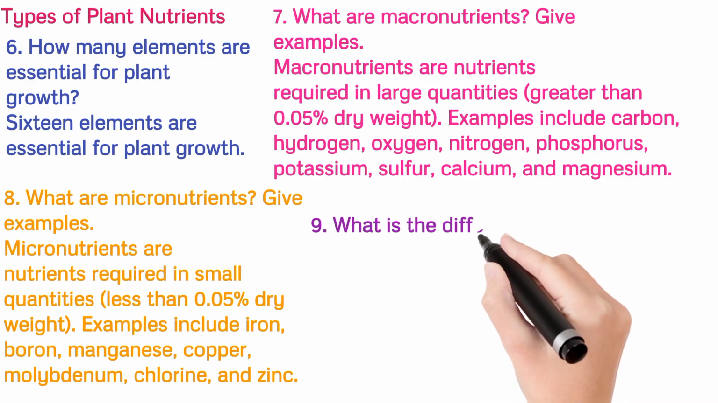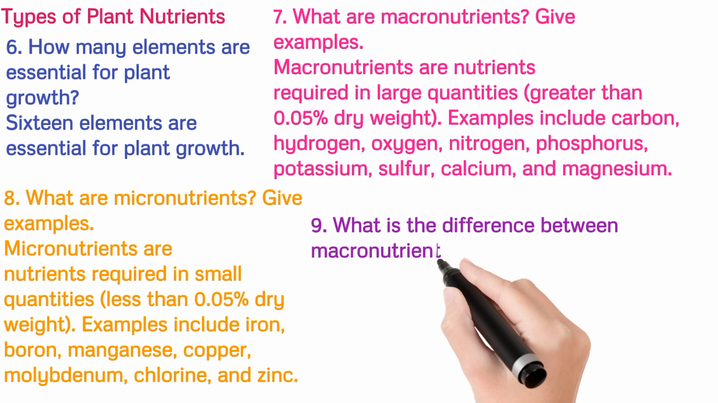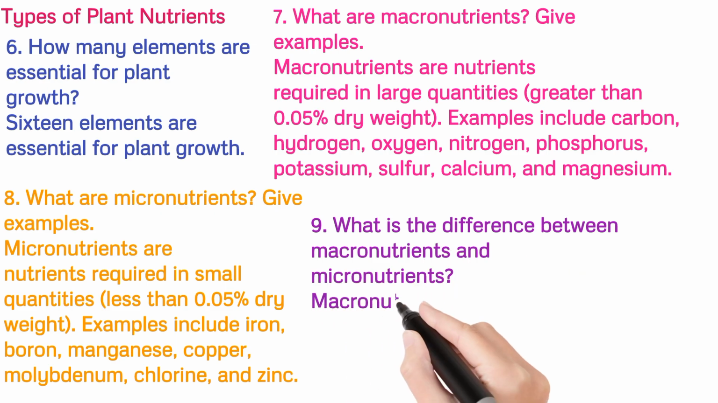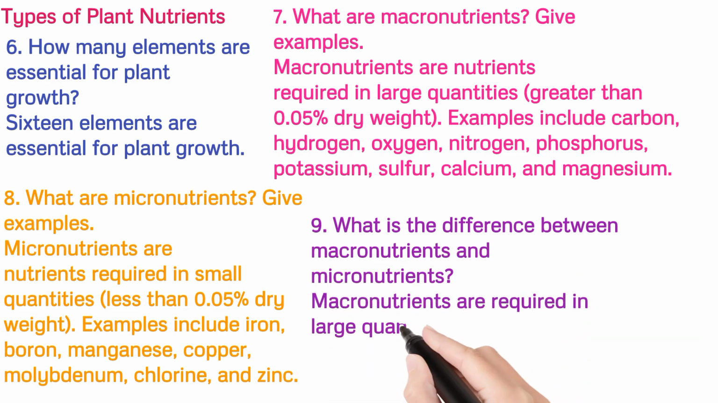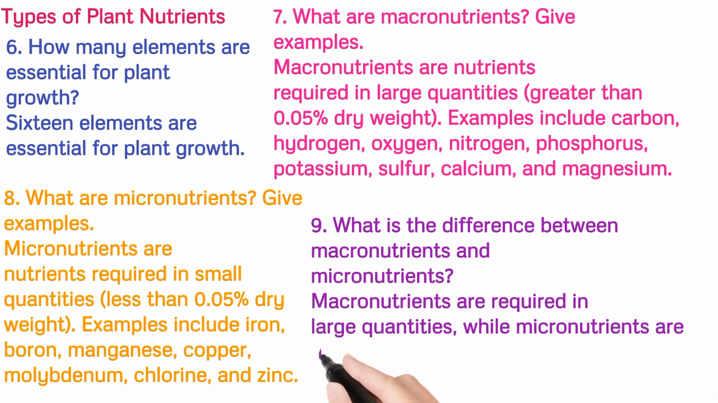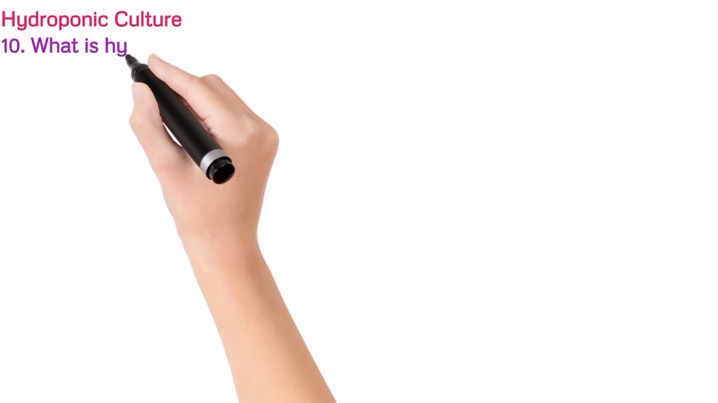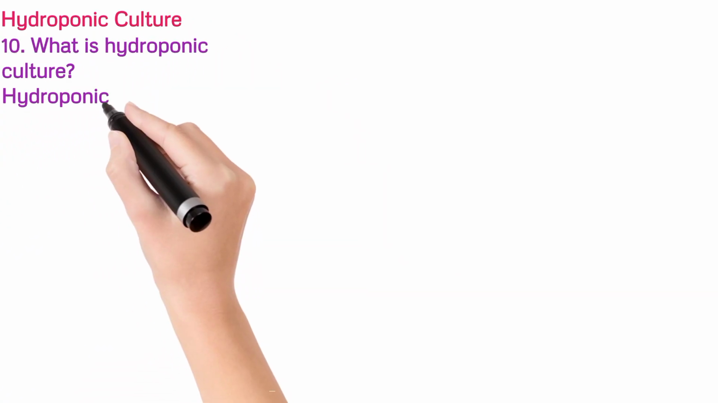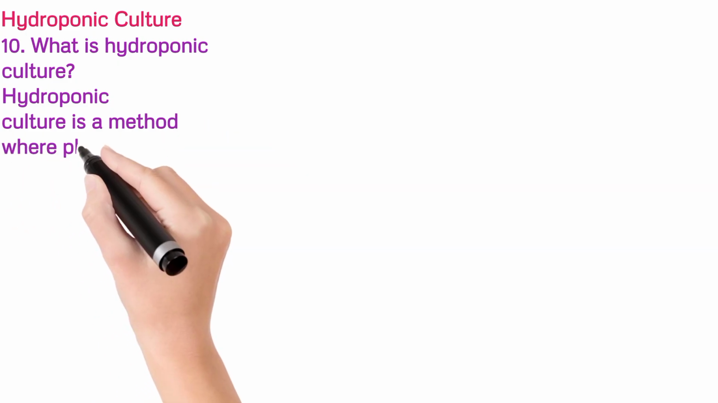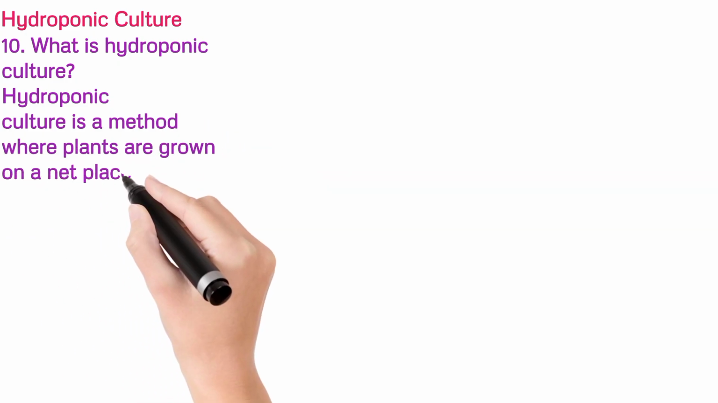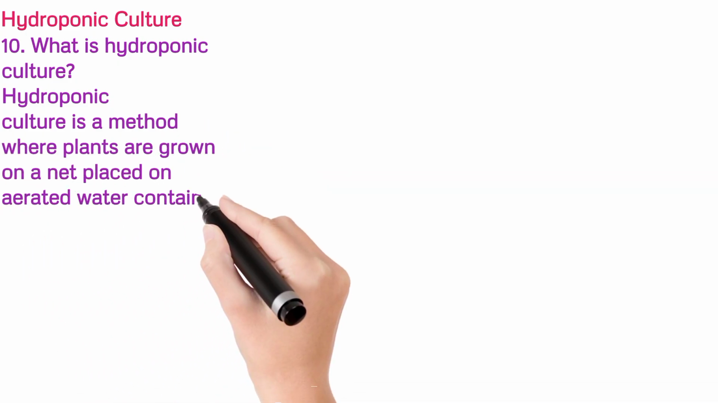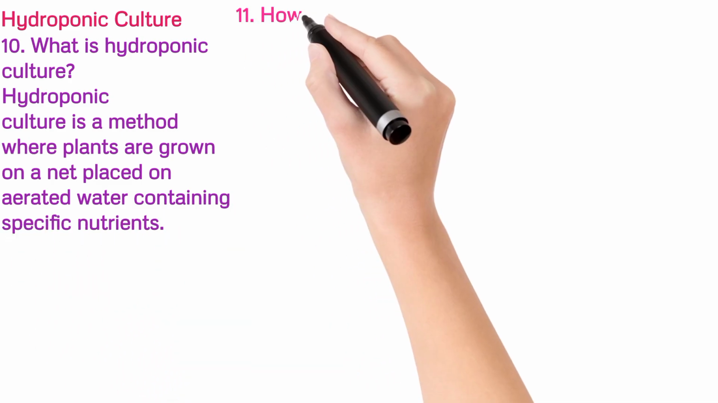9. What is the difference between macronutrients and micronutrients? Macronutrients are required in large quantities, while micronutrients are needed in small amounts. Hydroponic culture. 10. What is hydroponic culture? Hydroponic culture is a method where plants are grown on a net placed on aerated water containing specific nutrients.